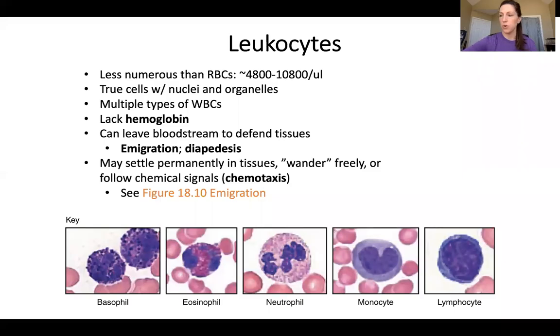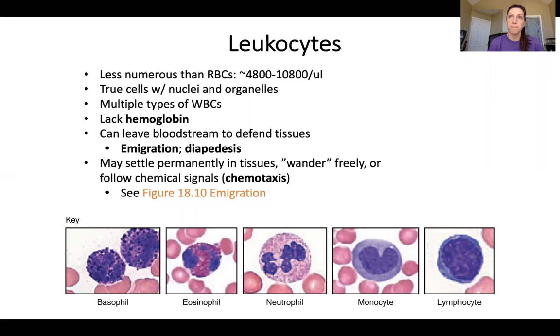All right, so this is the fourth video for chapter 18 on leukocytes. So moving on to talk about our white blood cells, the second formed element that we're discussing in this chapter. So leukocytes, quick characteristics here, less numerous than red blood cells. We already discussed that red blood cells are the most numerous, so that goes without saying, but nonetheless, here you go. We've got about 4,800 to 10,800 leukocytes per microliter of blood.